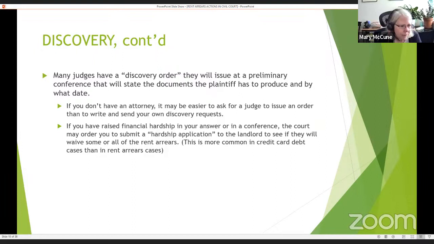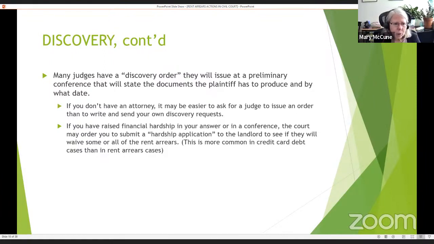If you don't have an attorney, it may be easier to ask the judge to issue a discovery order than to write and send your own discovery requests. If the judge gives it to them in court, they can't say later they didn't get it. A lot of times the landlord attorneys show up and say they never received it, even if you mailed it. So that can get rid of that issue.